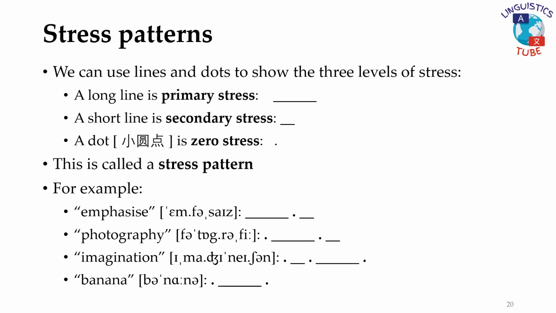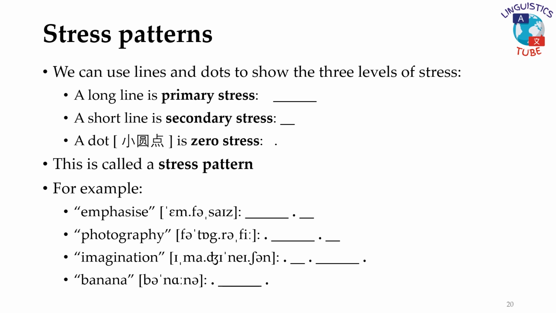We can represent the three levels of stress using a simple system of lines and dots. We use a long line for primary stress, a short line for secondary stress, and a dot for zero stress. Let's use the word emphasize as an example. The first syllable is the strongest, so it has primary stress.